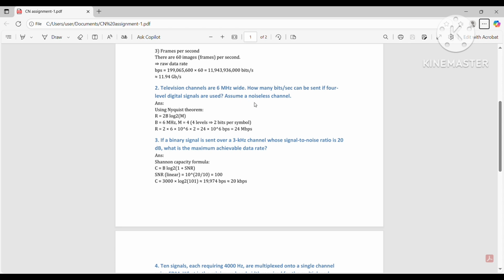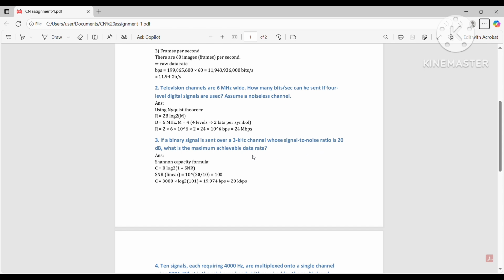The second question: television channels are 6 MHz wide. How many bits per second can be sent if 4-level digital signals are used? Assume a noiseless channel. Here we use Nyquist's theorem. Maximum bitrate is 2 x bandwidth x log L base 2, and the bandwidth is 6 MHz. So L is 4, log 4 base 2 is 2, so the bitrate is 24 Mbps.